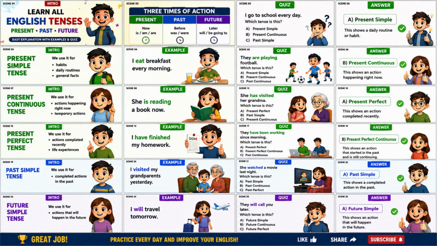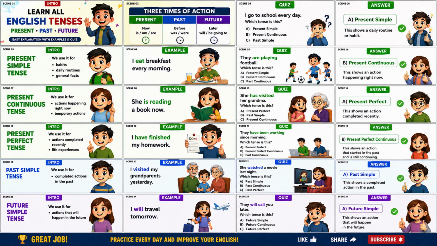Now, past perfect tense. This talks about an action completed before another past action. Example: I had eaten before he arrived. She had left before the rain started. Structure: subject plus had plus past participle.